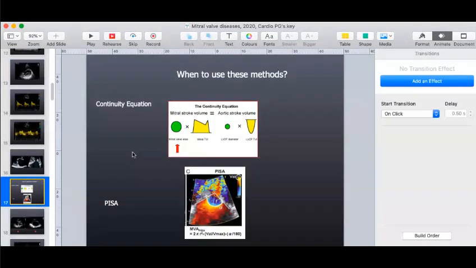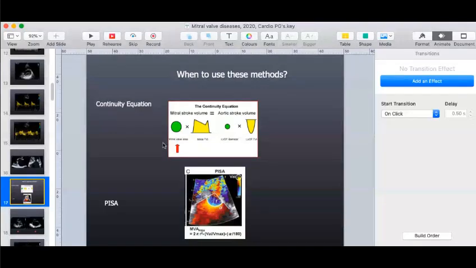For example, let us say that your planimetry is not workable. For some reason, the image is not good, the quality of the image is not good, and your planimetry is not very reliable. Then you can use this as an alternate way of looking at the mitral valve area, provided there is no mitral regurgitation. So the principle is again the same here.